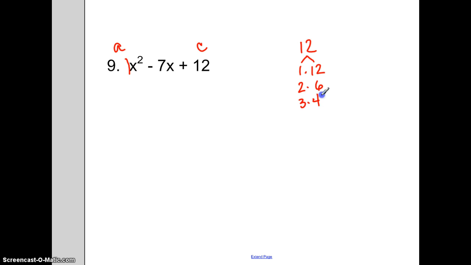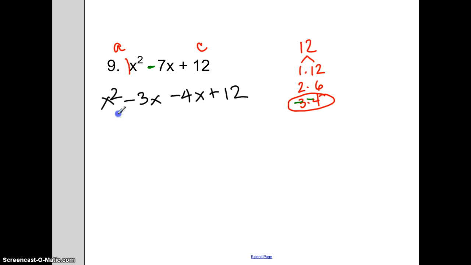And then we need to look at these pairs and decide which pair is going to add up to 7, which is the middle term. In this case, the 3 and the 4 will add up to 7. We actually need it to be a negative 7 because we have a negative right there. So we're going to use a negative 3 and a negative 4, and we're going to rewrite the problem as x squared minus 3x minus 4x plus 12. So notice the negative 3x and the negative 4x equal the negative 7x.